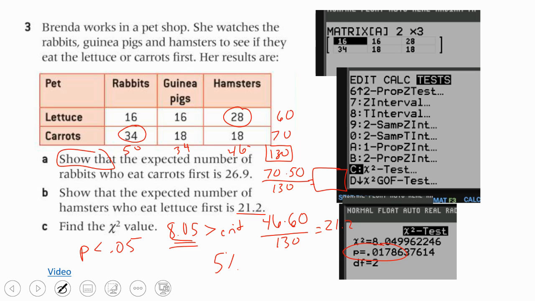We would say that what they eat first is independent of what type of animal we have. That would be the null hypothesis. Their food they eat first, lettuce or carrots or whatever you want to call it, is independent of the type of animal. So we would reject, and therefore we would say what they eat first is not independent of the type of animal.